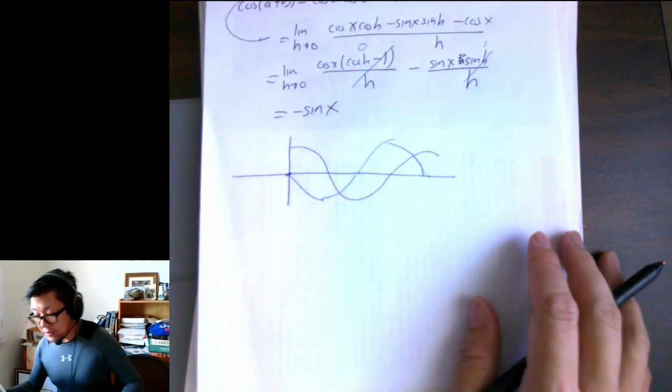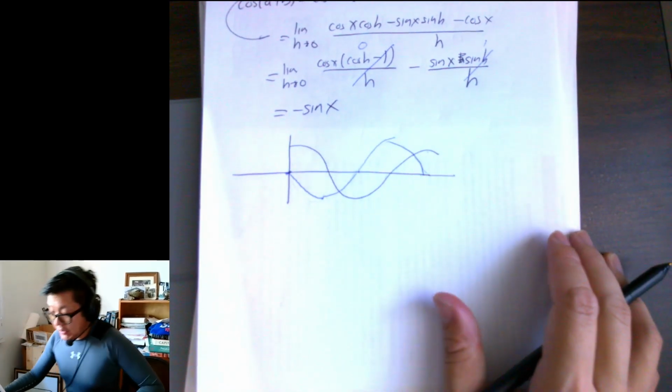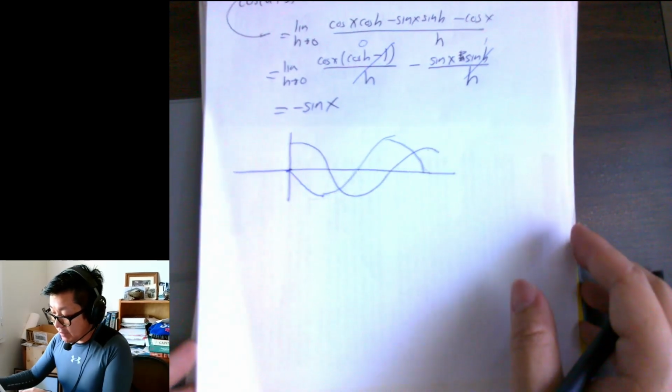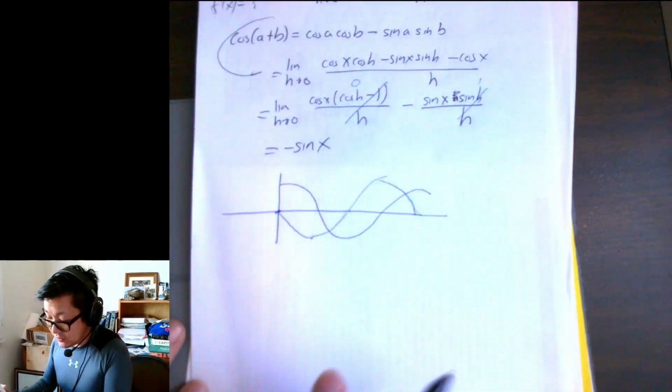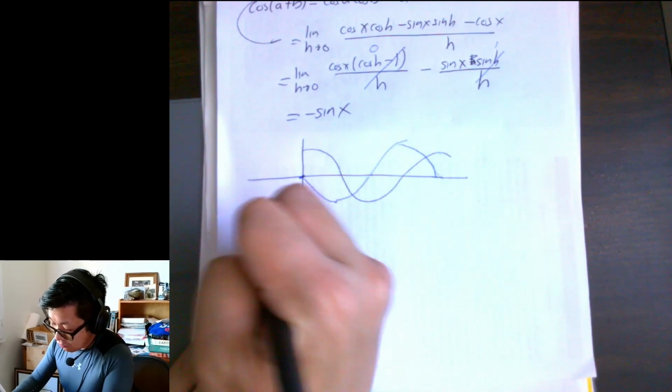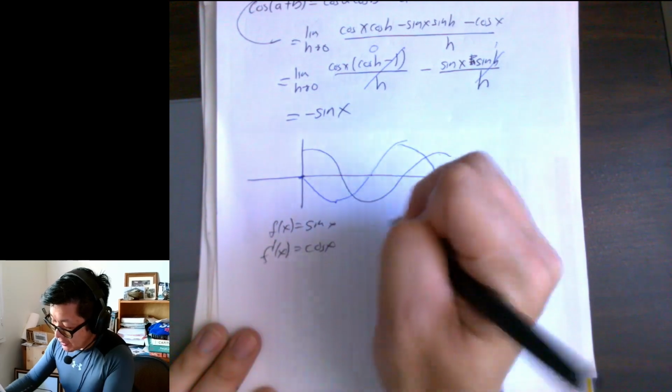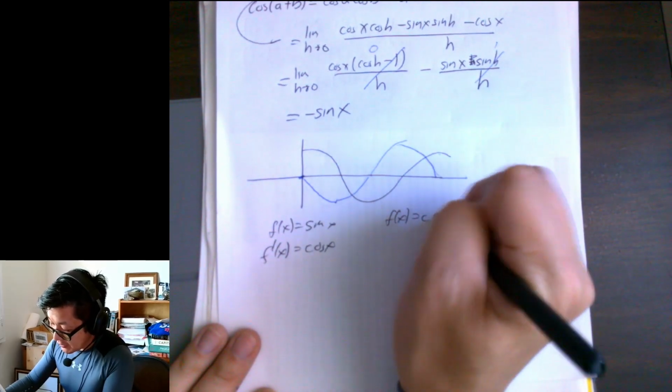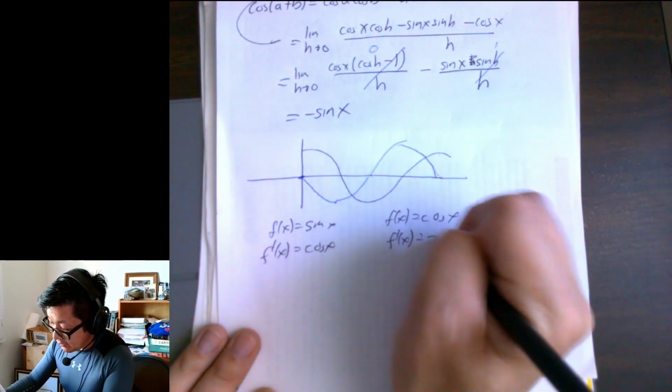So those are the derivatives of the first two trig functions. The derivatives of the remaining four can be derived most easily using these derivative rules. So again, if f of x equals sine x, the derivative is cosine x. If f of x equals cosine x, the derivative of this is negative sine x.